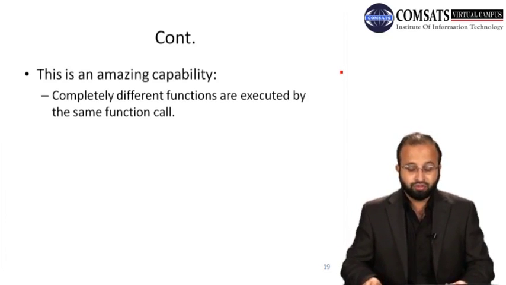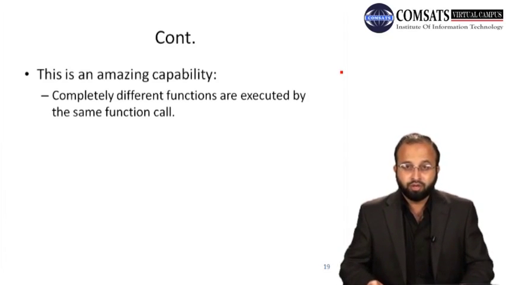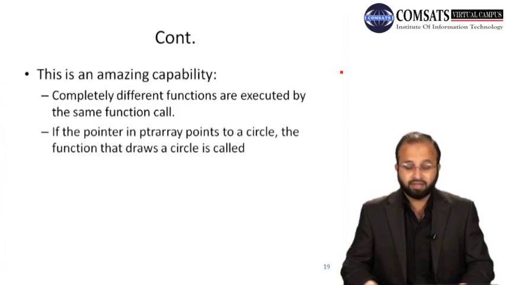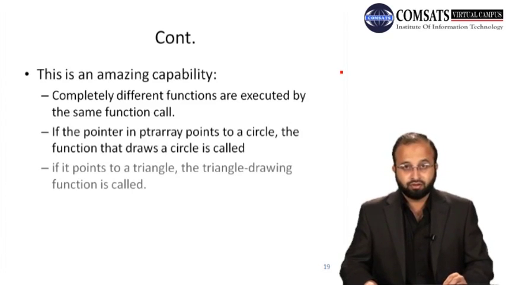I hope with that these two examples this polymorphism will be clear to you. And poly means many, and morphism is shape. This means that many forms or many shapes. So this is an amazing capability. So completely different functions are executed by the same function call.